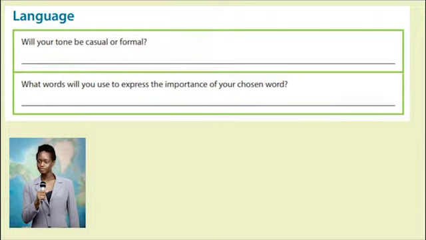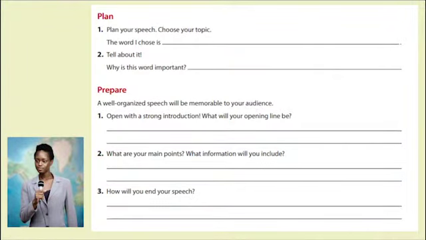Explain to students that their speech should include main points with information about the topic. Remind the students to include details that explain why this word is important. Suggest that they think about a great opening line to introduce their speech, and encourage students to think of an equally strong ending for their speech. Point out that the ending should be as interesting as the opening, and explain that they can repeat the main topic for the closing sentence.